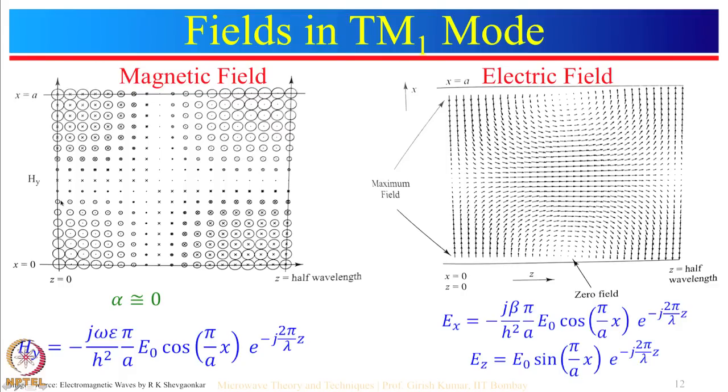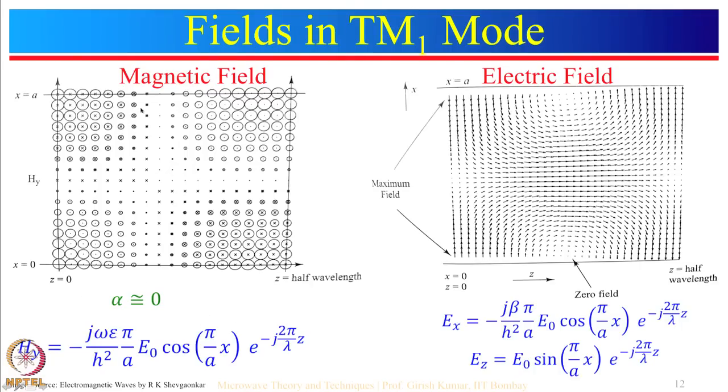Now let's see the variation of magnetic field in z direction. So it is varying as e raised to minus j 2 pi by lambda into z in z direction, and this function is a periodic function with period 2 pi, and it will be maximum at z equal to 0, z equal to lambda by 2, and z equal to multiple of lambda by 2, and it will be minimum at z equal to lambda by 4, z equal to 3 lambda by 4, and odd multiple of lambda by 4. So Hy will be maximum at z equal to 0, z equal to lambda by 2, z equal to multiple of lambda by 2, and it will be 0 at z equal to lambda by 4, 3 lambda by 4, and odd multiple of lambda by 4. So this is how magnetic field varies in TM1 mode.